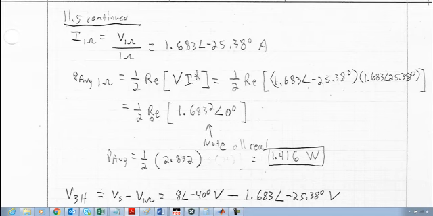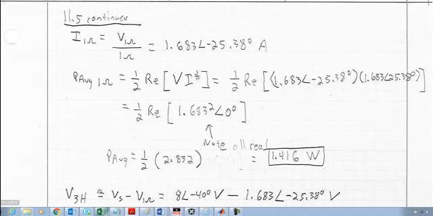So all you need to do is say, okay, what is 1/2 times 1.683 squared? If you do out 1.683 squared, you get 2.832. Dividing that by 2, the power delivered to the 1 ohm resistor is just 1.416 watts. Now, let's do a very similar approach for the 3 Henry inductor.